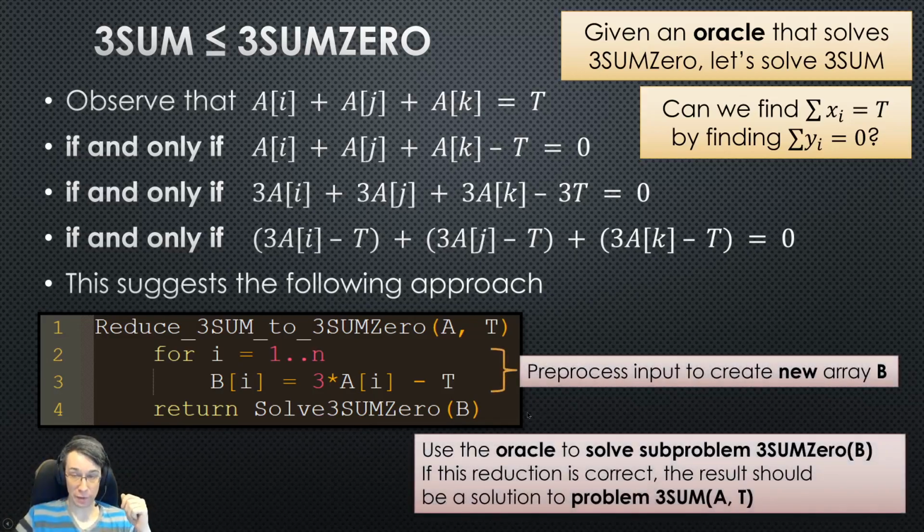So here, just to reinforce this pattern in your mind, we're pre-processing the input to create a new input to the subproblem, right? And the input to the problem can look quite different from the input of the subproblem. This is 2 arguments as input, this is 1 argument as input. We're merging the argument T into this single argument input for 3 sum 0. And then we're going to use the oracle to solve the subproblem, and if this reduction is correct, then the result should be a solution to the overall problem 3 sum, the outer problem that we're trying to solve using the inner subproblem.